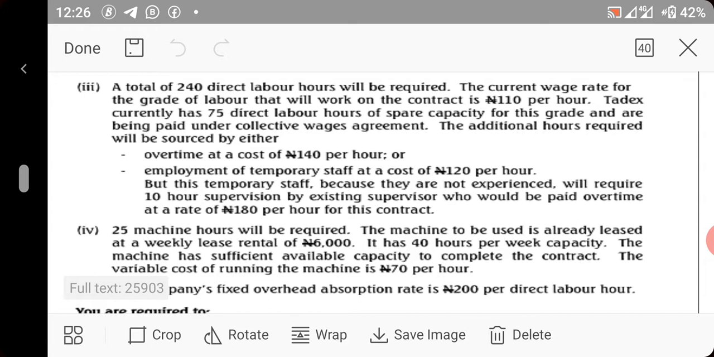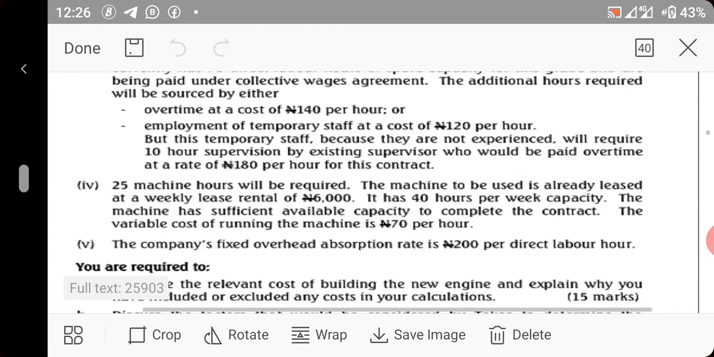But these temporary staff, because they are not experienced, will require 10 hours of supervision by an existing supervisor, who would be paid overtime at a rate of 180 per hour for this contract.